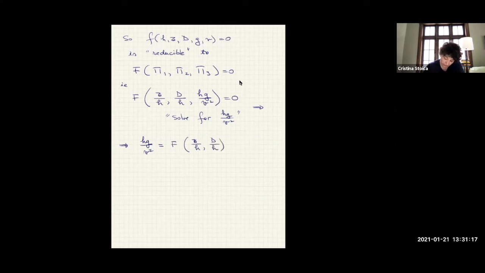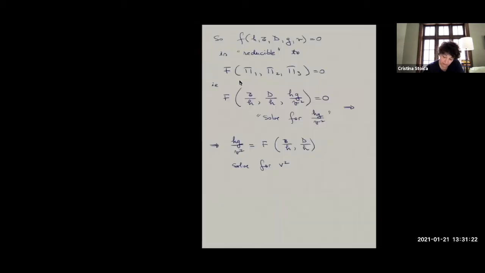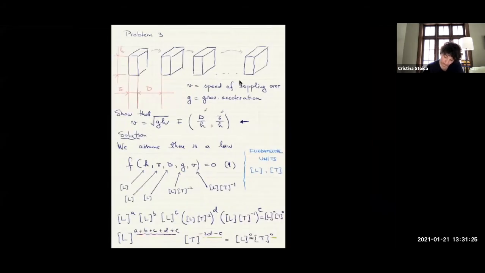All right, so now solve for v squared. Why am I doing this? Remember what we had to show: that v depends on the root of gh and then some function of d over h and tau over h. I have to do something with the notation. Here is some function, some f. To not confuse it with the other one, we could call it f tilde or g or whatever, is some function.